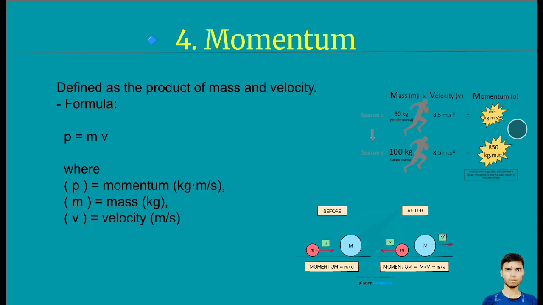Now who will be moving faster? Of course, this one will be moving faster because in both cases the velocity is the same, but the mass is different. In this case mass is less, and in this case mass is more. That's why in the first case the person will move faster. Okay. Now in this case you can see momentum is equal to, we will understand it someday.